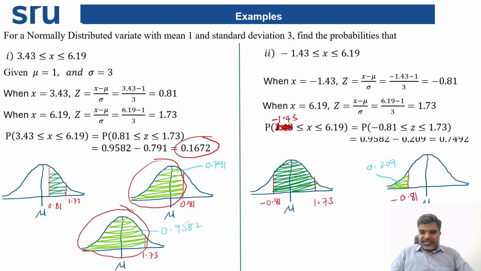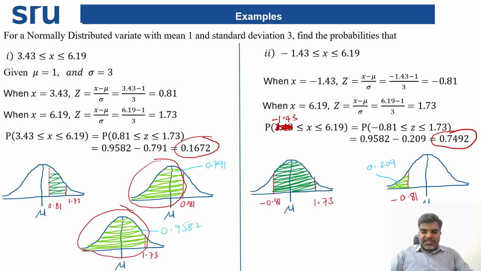Now you can see the required probability here. 0.9582 minus 0.209. So the value is 0.7492. This is the required probability.